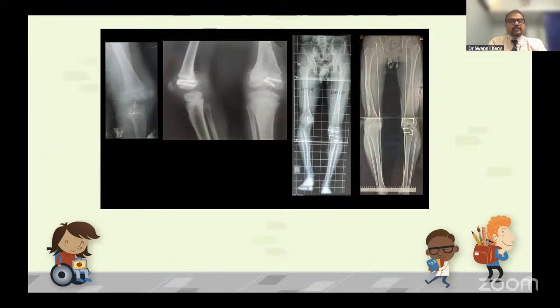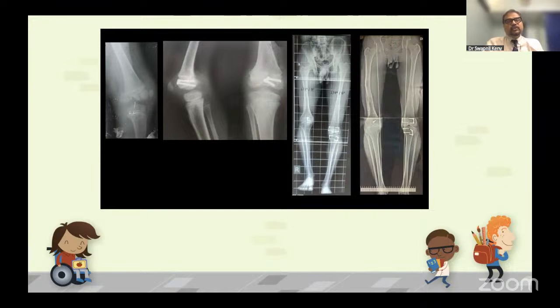Now, this is another case. This primarily wasn't my case to begin with, but this was a badly displaced distal femur fracture, a badly displaced open injury. This was debrided primarily and fixed with 2 screws. The medial condyle was completely shattered. It was fixed with 2 screws.